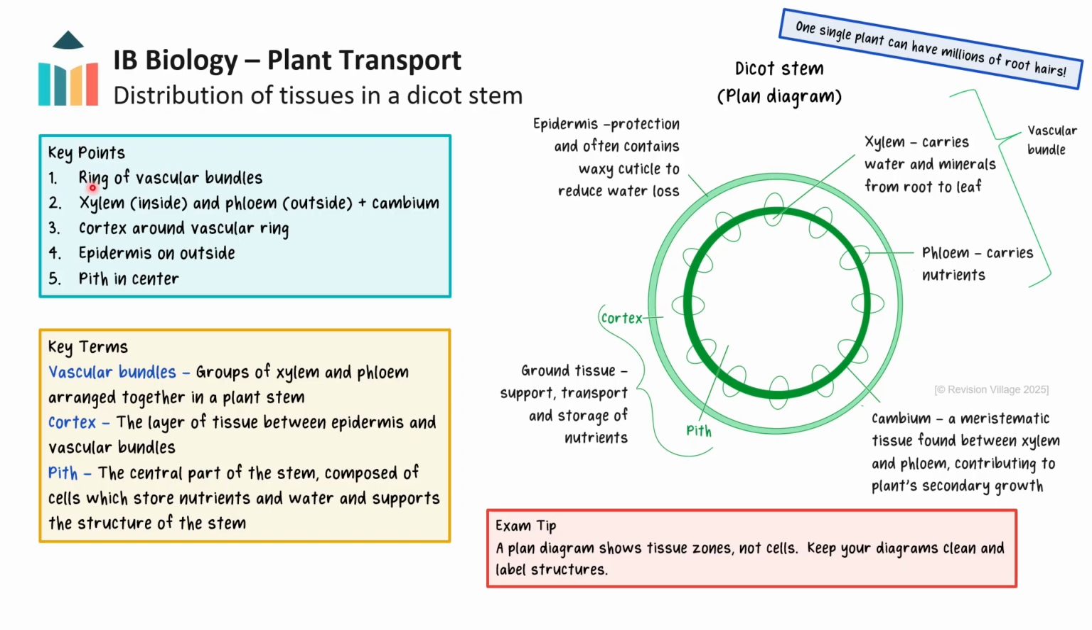Inside, the vascular bundles are arranged in a ring, a defining feature of dicot stems. Each bundle consists of xylem, which is oriented inward for transporting water and minerals, and phloem, which is oriented outwards for transporting sugars. At the core of the stem is the pith or medulla, made of parenchyma cells that store nutrients and water while also helping to support the stem structure.